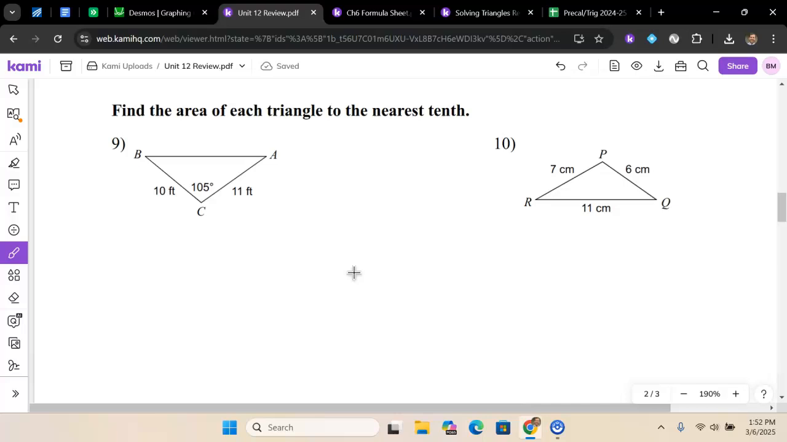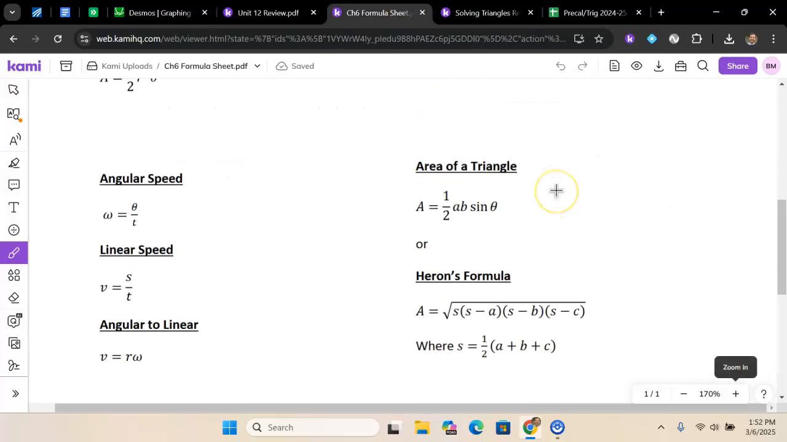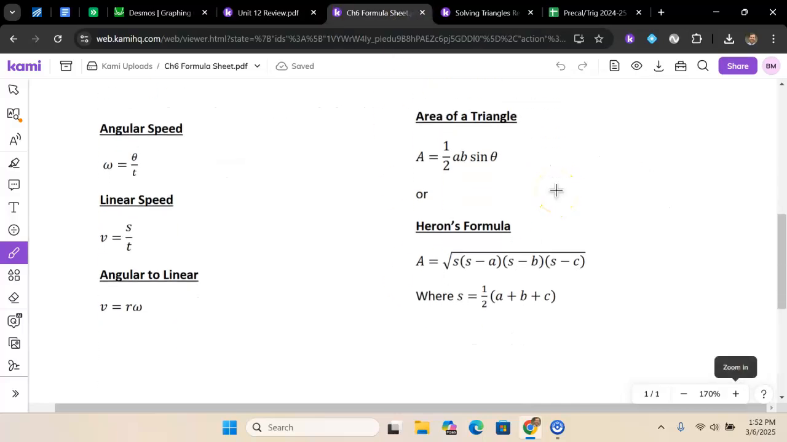Next up we have area of a triangle. These formulas are given as well. If you notice, we have area of a triangle, and there are 2 different formulas for this. We have this one, and we also have what is called Heron's formula, which is this one.